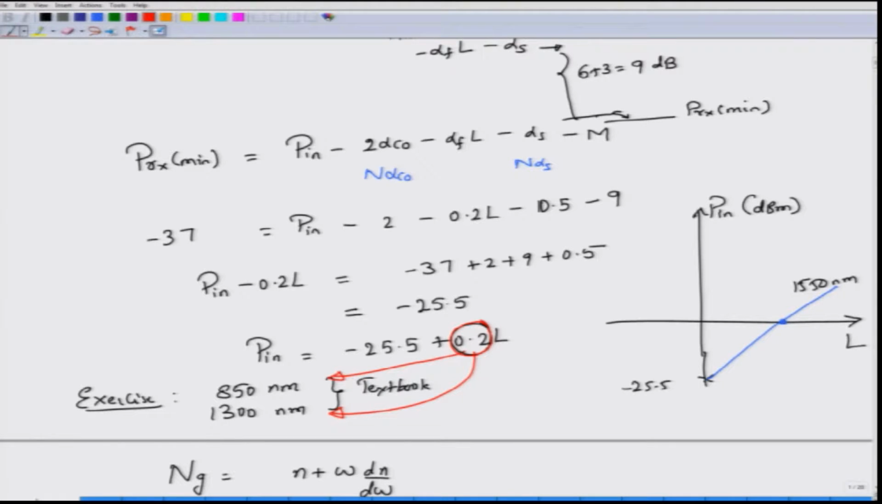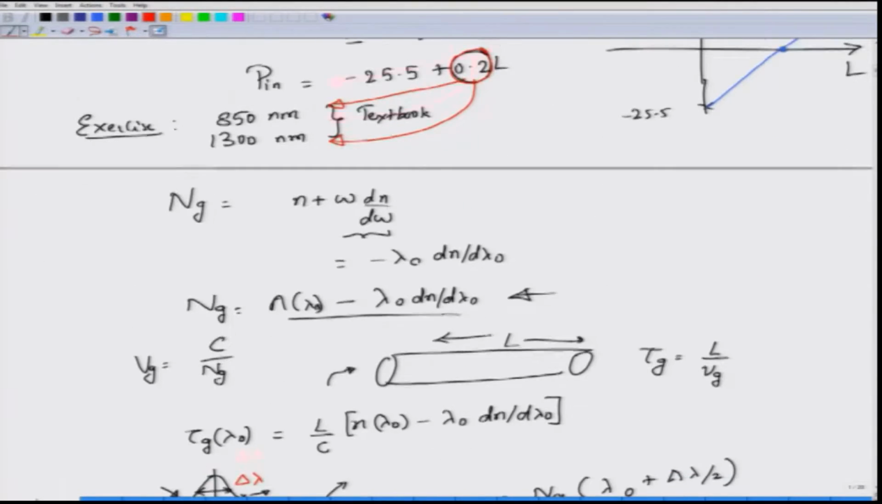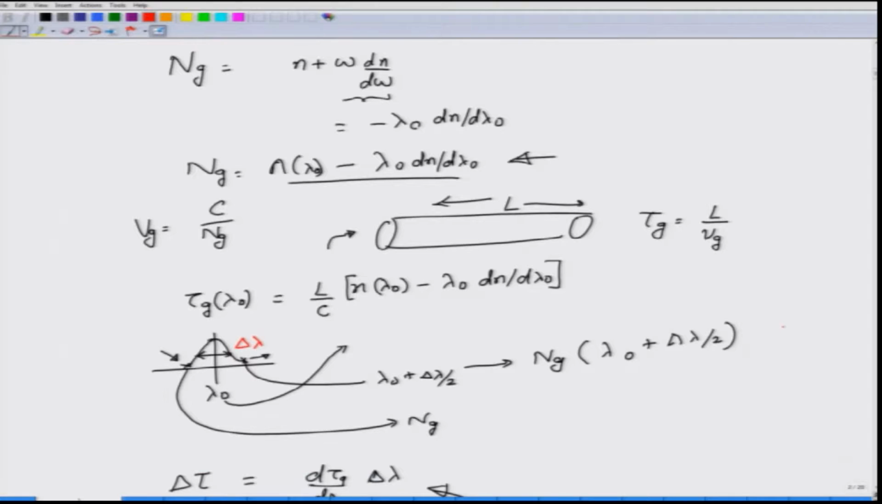So this is a simple exercise that you can choose, and then you can see that if you fix P in, you can find the corresponding value of L, or if you fix L, you can find the corresponding value of P in. So this completes our discussion of power budget. Now let us look at what is called the rise time budget.